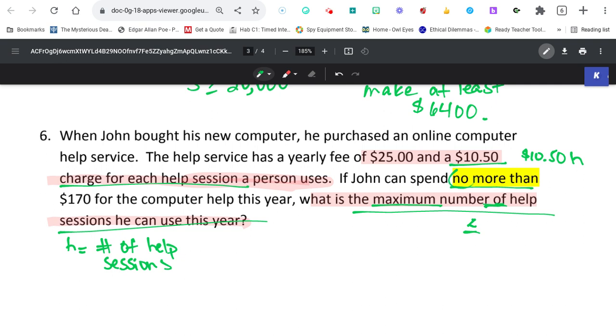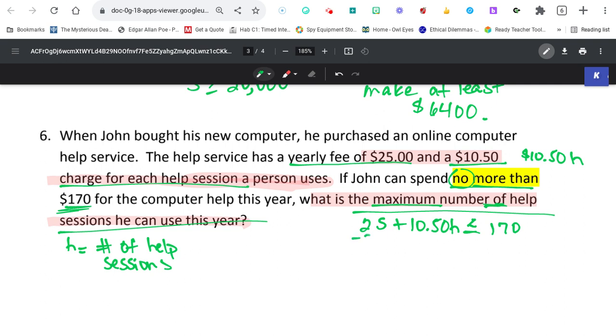"No" is a turnaround word. You would normally think "more" means greater, but since it has "no," it means less than. So we need to spend no more than $170. So it's going to be less than or equal to 170. So now, how do we get this yearly fee? You don't want your yearly fee to be more than $170. A yearly fee, they're going to charge you $25 off the top, plus they're going to charge you $10.50 per help session.